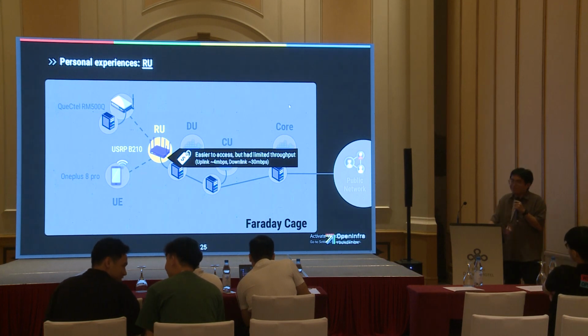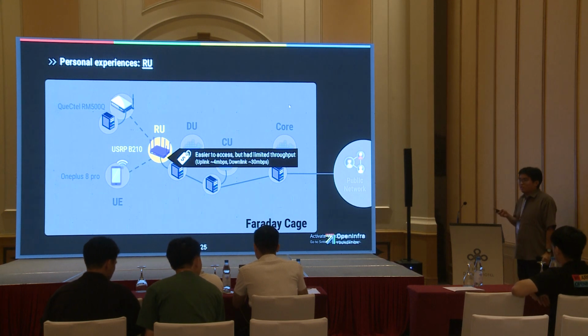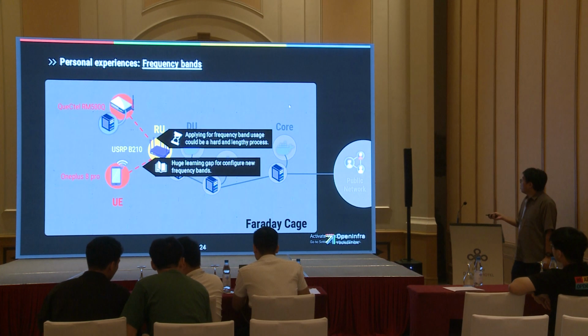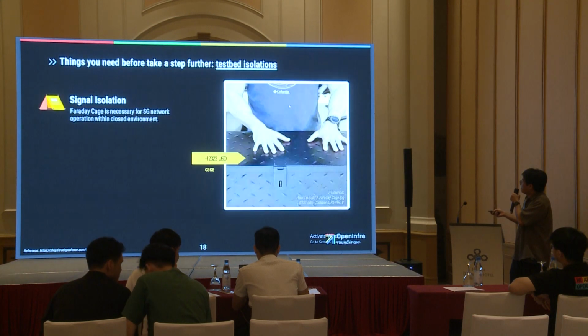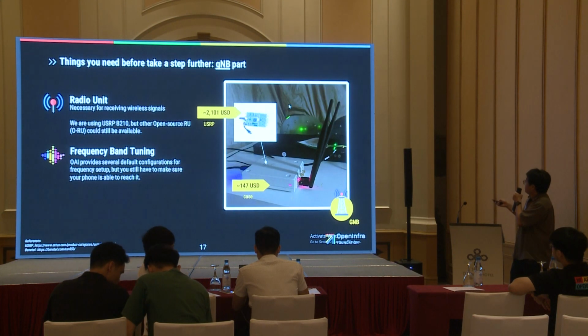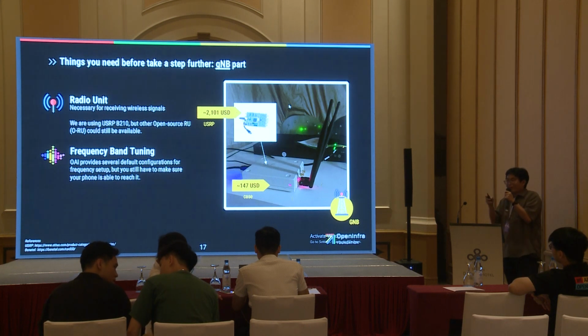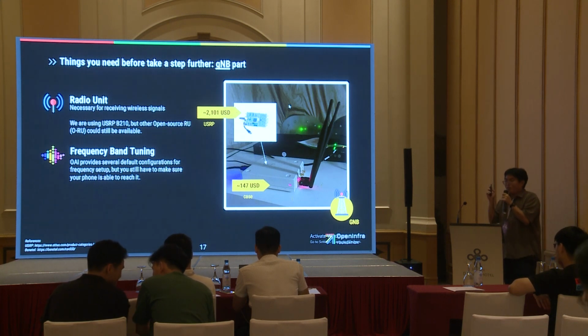And the second one is a small question. It looks like your cage is quite big, because you put the DU, CU, and core in it. Actually, this is a tent. We are not using the cage because the cage is too small, and we want to put over a server within the storage cage. So we buy a tent, and the tent is very expensive.